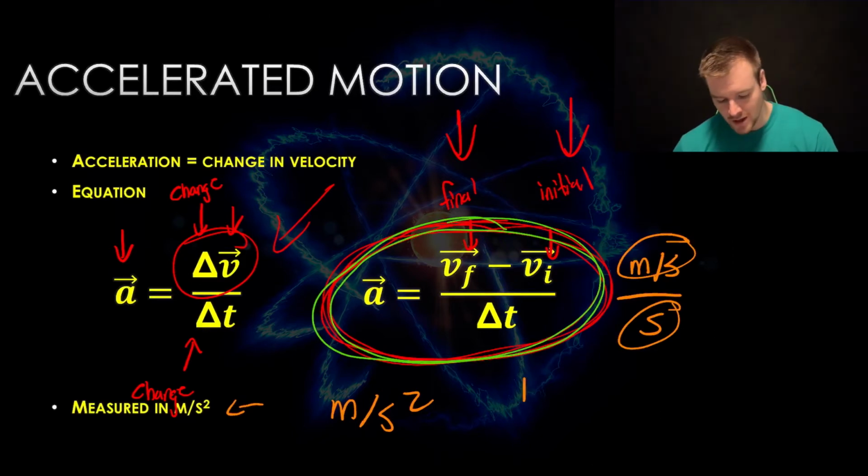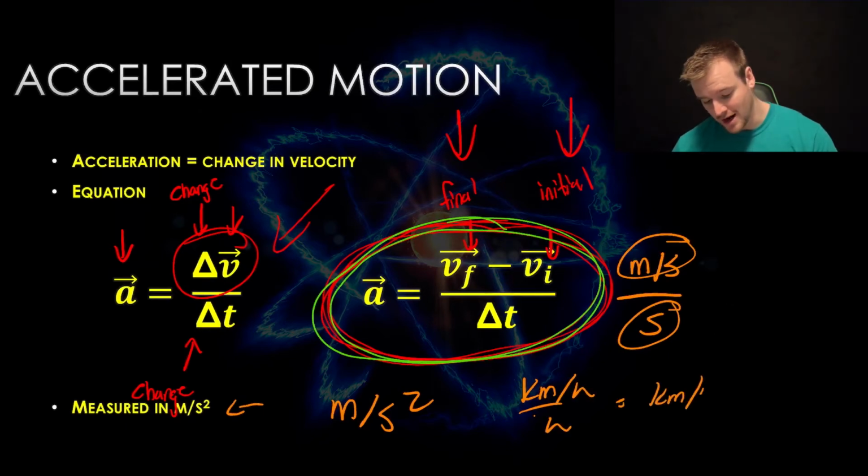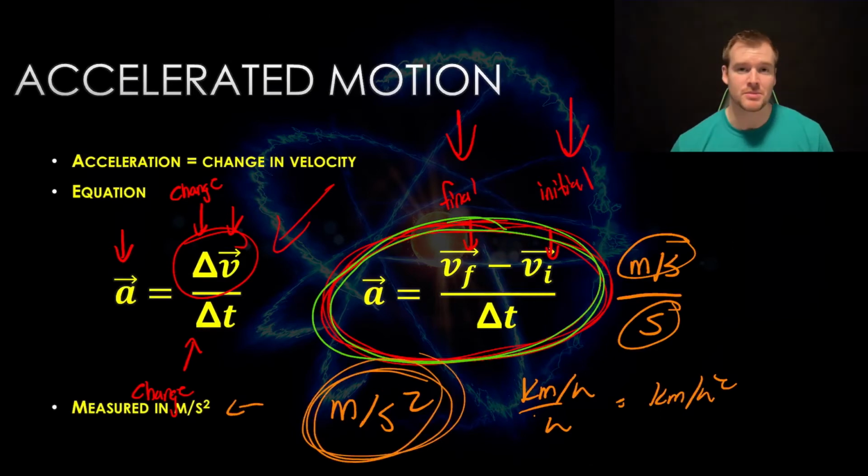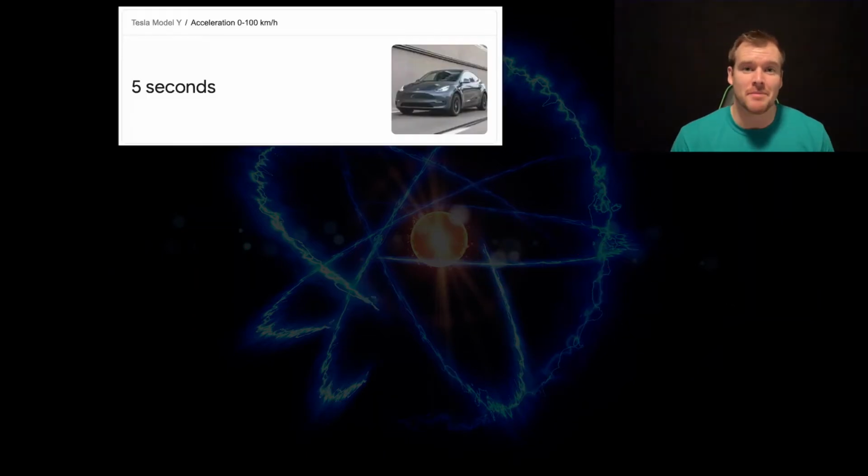Technically, you could do kilometers per hour, per hour, and then divide by hours to get kilometers per hour squared. It's just a very uncommon unit to see. Pretty much all the time, you're going to see it in meters per second squared. And so it's going to be useful to turn your velocities in kilometers per hour into meters per second by dividing by 3.6, which I mentioned in the last video. But let's try an example with this equation.